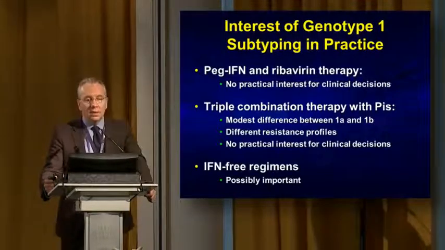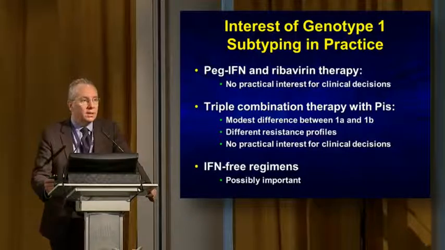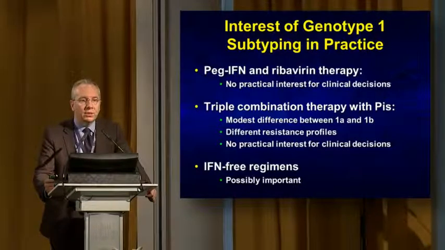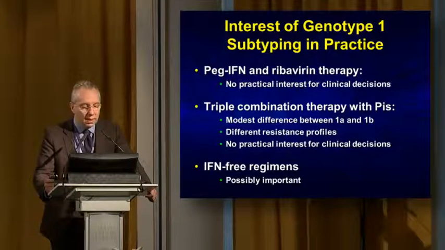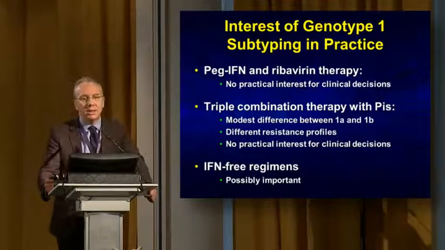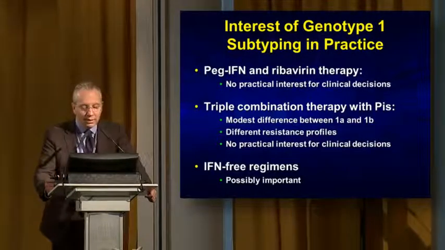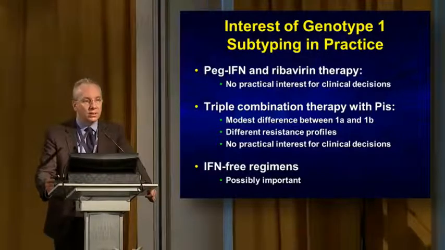Is there any interest in subtyping, identifying genotype 1A and differentiating it from genotype 1B? For therapy based on peginterferon ribavirin, there are no practical interests for making clinical decisions.